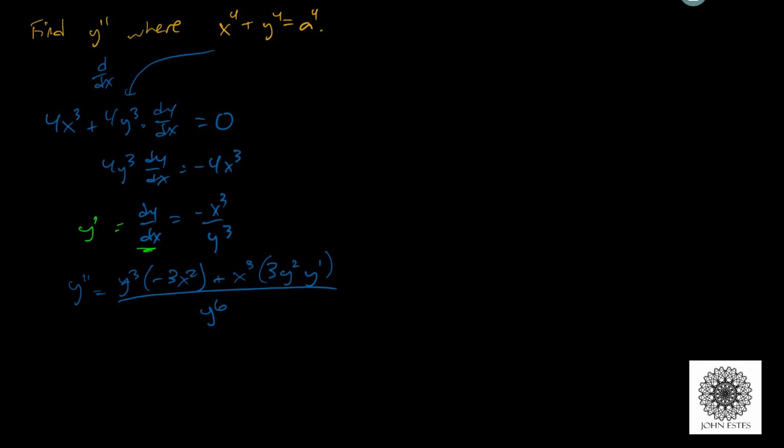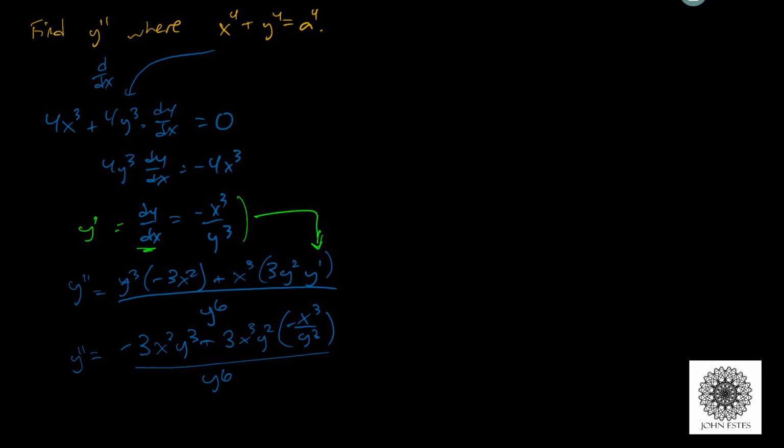Okay, now this doesn't count as an answer because I have a y prime, and I want to write things in terms of x and y. So I need to substitute. Well, I know exactly what y prime looks like. It looks like negative x cubed over y cubed. Okay, so if I plug that in, I get y double prime equals, let's see, negative 3x squared y cubed plus 3x cubed y squared times negative x cubed over y cubed, all over y to the sixth. Okay, and that's a y cubed in that denominator there. Let me rewrite that.